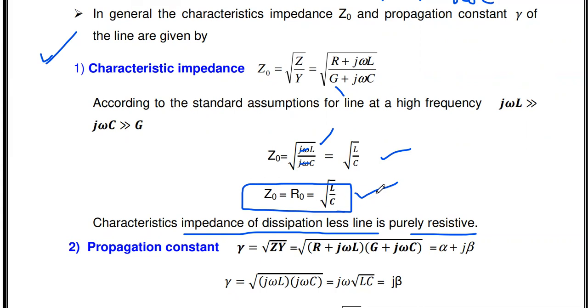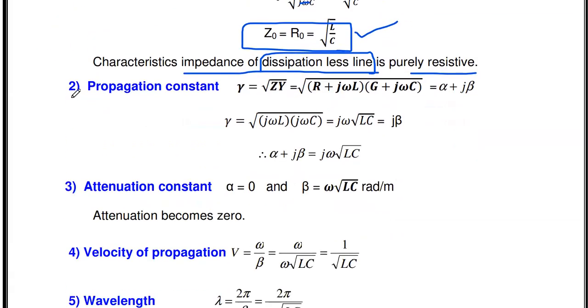So using this formula, you may get a problem also. So just remember this characteristics impedance for the zero dissipation line. A zero dissipation line is otherwise called a dissipationless line. Both are the same. So the first thing we derived.